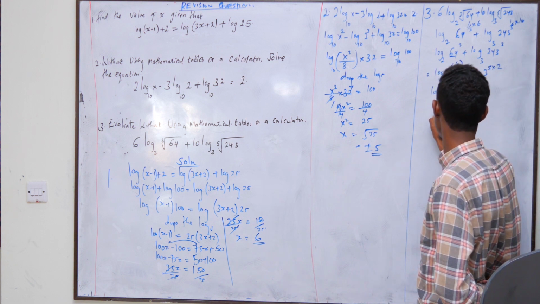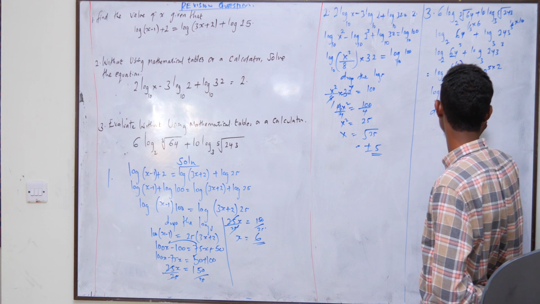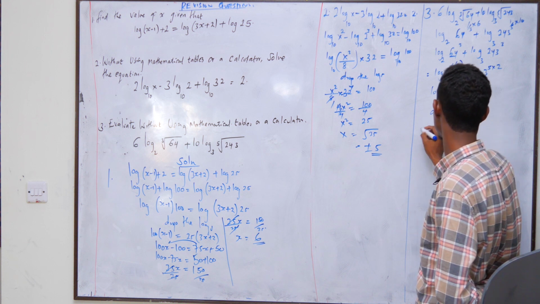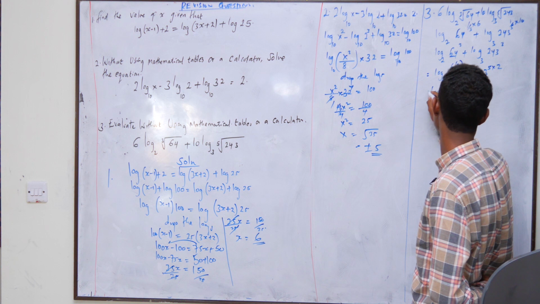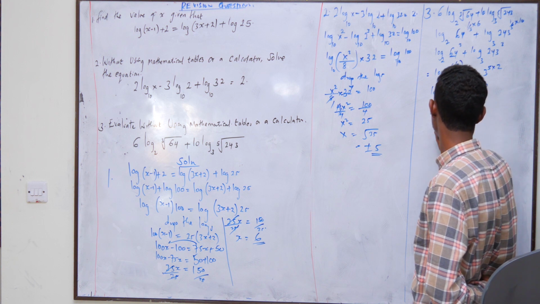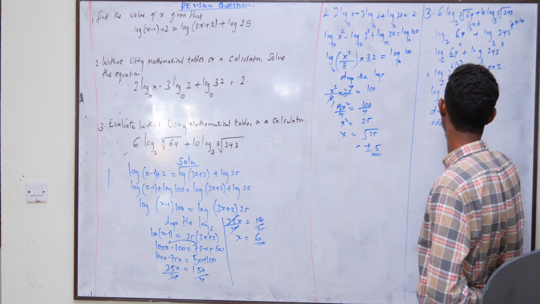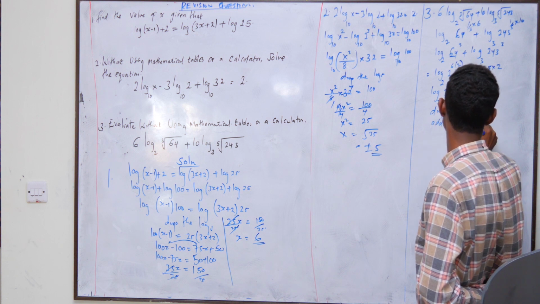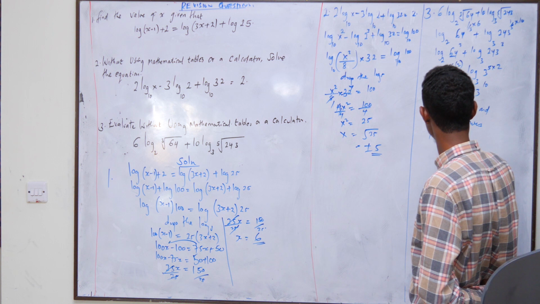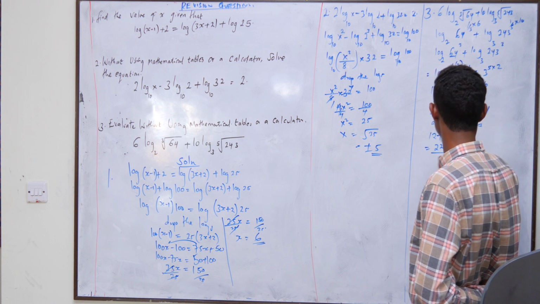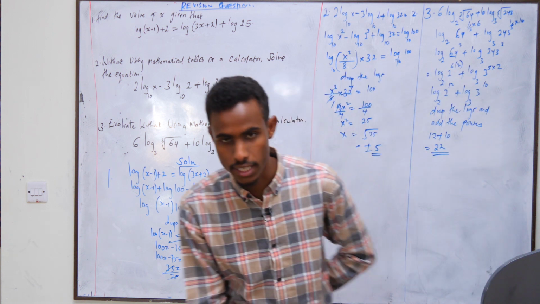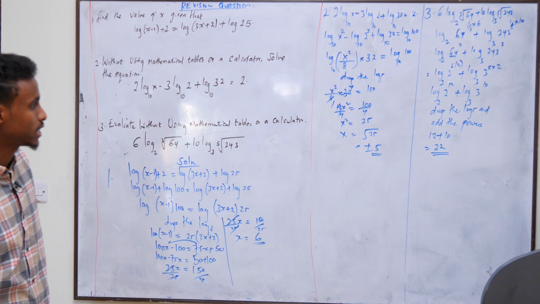Now drop the logs. By dropping the logs, you're going to see that this one is 1 and this one is 1. You're going to add the powers. Now you're going to get 12 plus 10, which is 22. Finally, that is the solution to that problem.